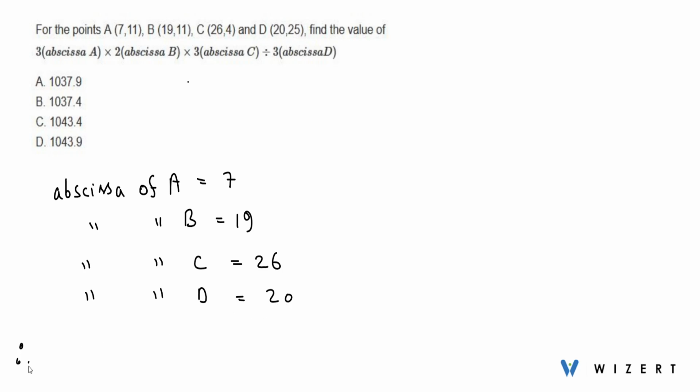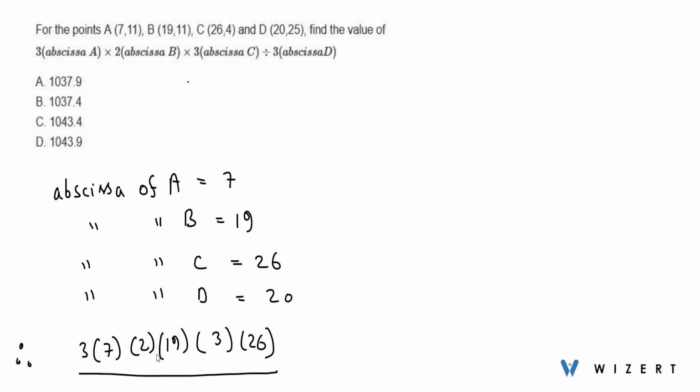Therefore, the required value will be 3 multiplied by abscissa of A, which is 7, multiplied by 2 multiplied by abscissa of B, which is 19, multiplied by 3 multiplied by abscissa of C, which is 26, and in the denominator we have 3 multiplied by abscissa of D, which is 20.